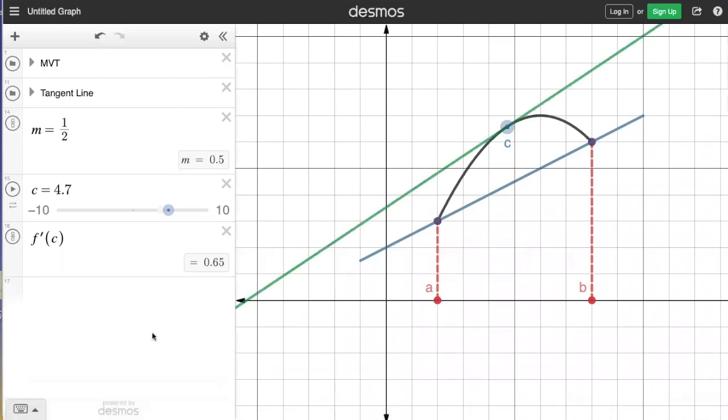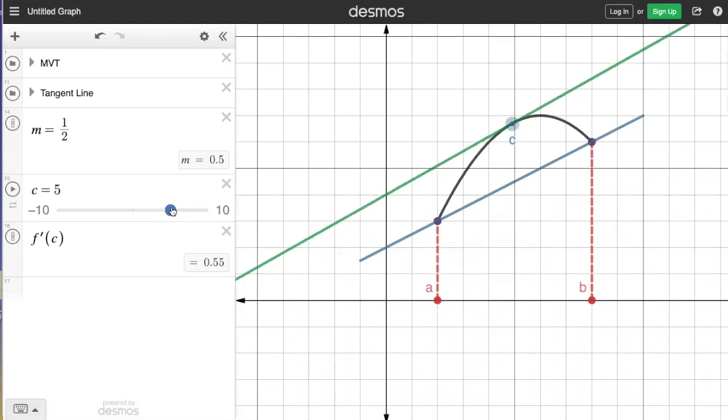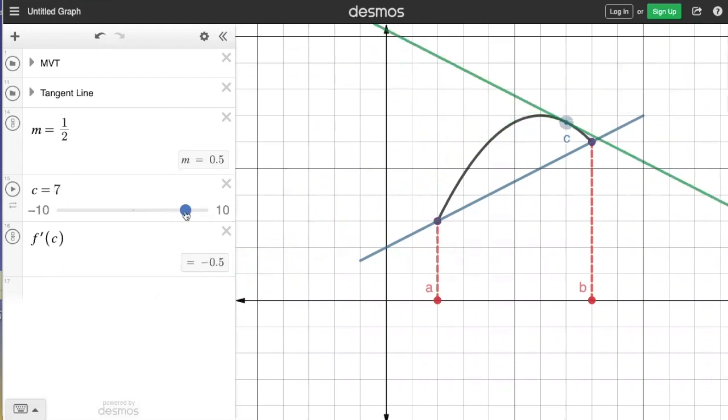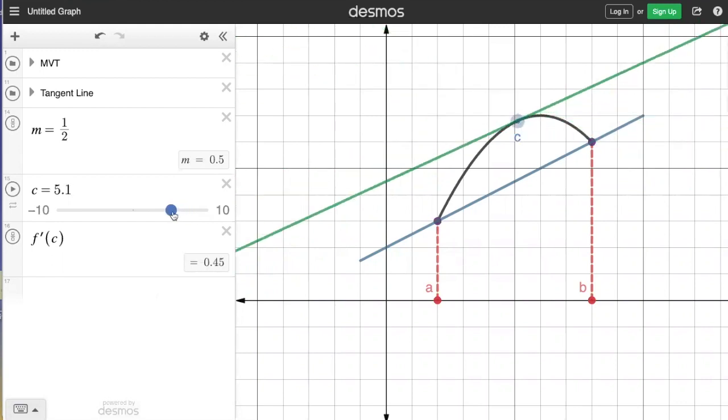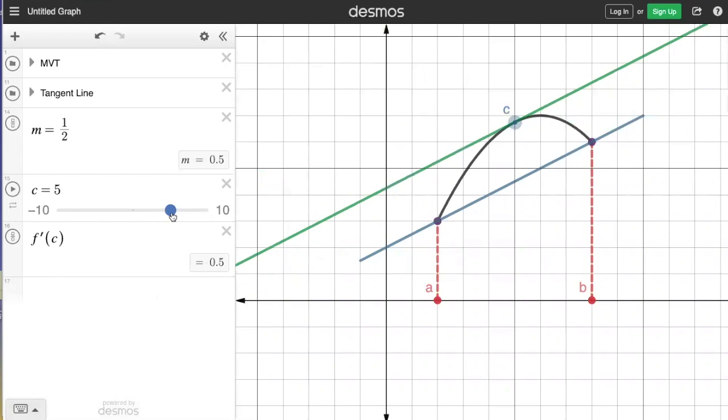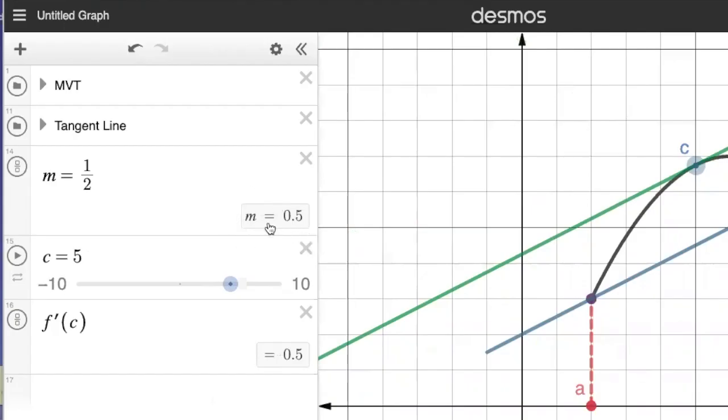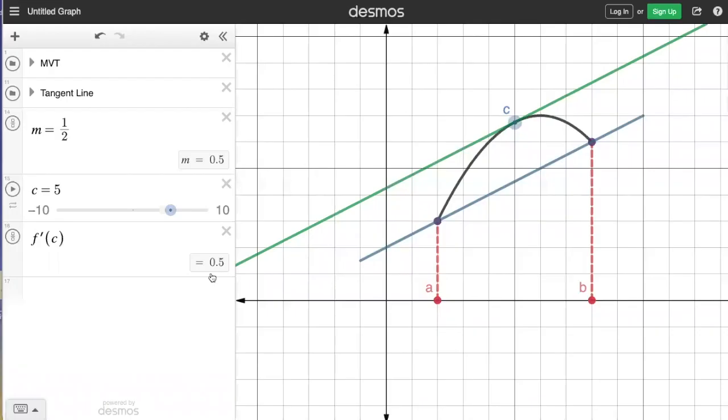You can see that where C is located right now, my green tangent line is not parallel to my blue secant, but I should be able to find some place in between A and B where they do end up being parallel. And that happens here. Up here, this m equals 0.5, that's the slope of the blue line, and you can see that the derivative at point C, which is the slope of the tangent line, is also 0.5. So I was able to find that one point C, where the slope of the tangent is equal to the slope of the secant line.